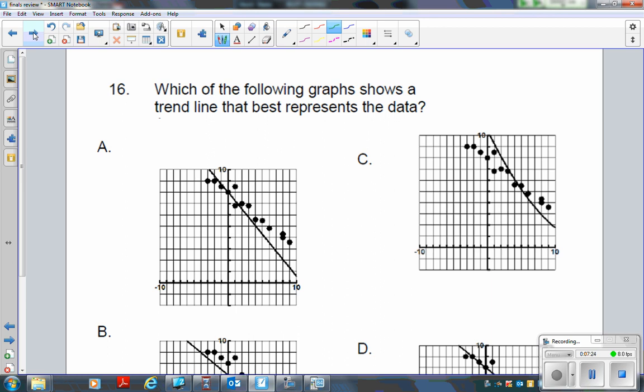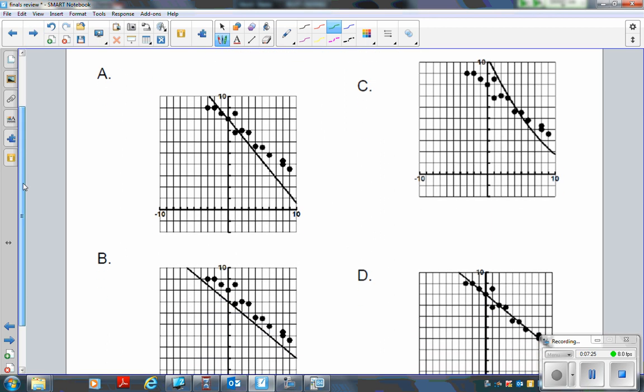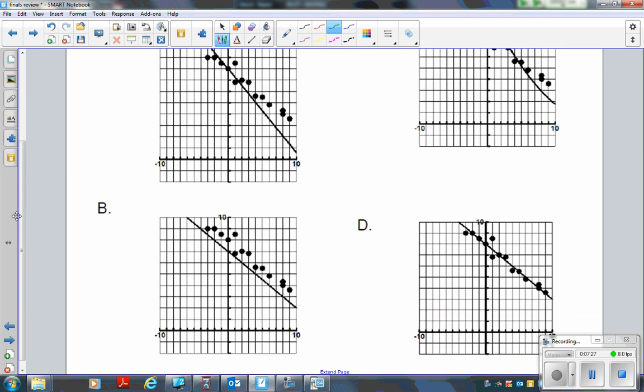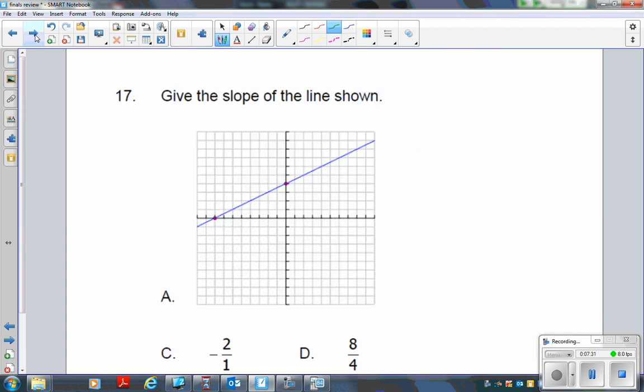Which of the following graphs shows a trend line that represents it? Remember, a trend line is a line that crosses right dead center between the points. To find the slope of these points, you need 2 points. Our first point here is -8, 0. This one right here. And the other one is 0, 4.